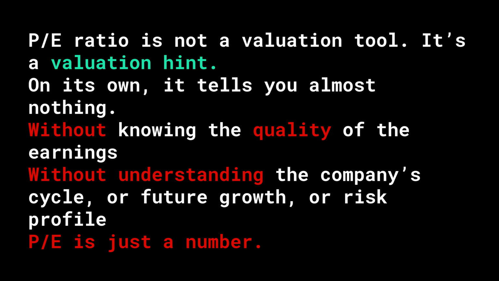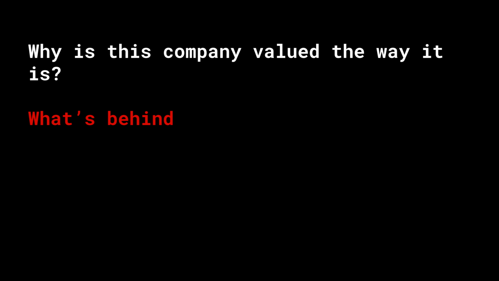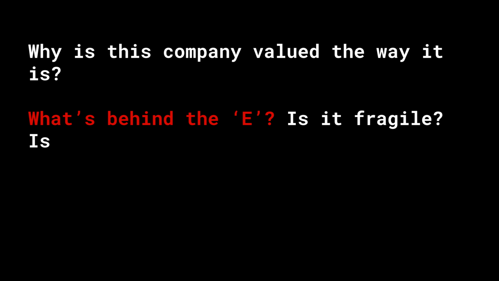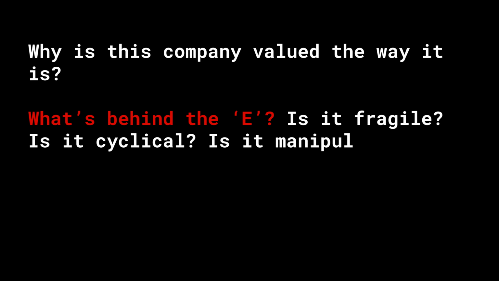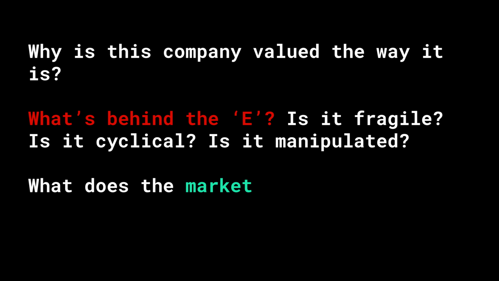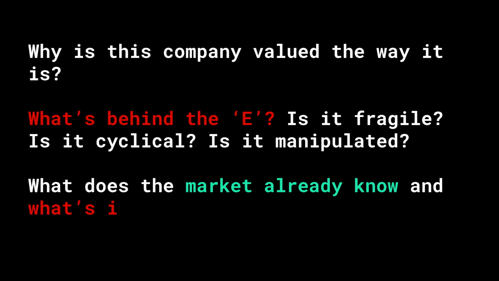The real work is asking, why is this company valued the way it is? What's behind the E? Is it fragile? Is it cyclical? Is it manipulated? And more importantly, what does the market already know? And what is it missing?